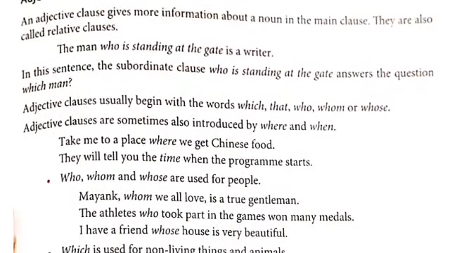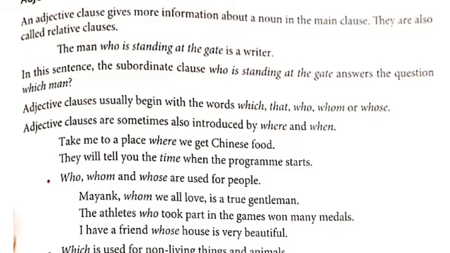Next are the adjective clauses. An adjective clause gives more information about a noun in the main clause. They are also called relative clauses. The man who is standing at the gate is a writer. Now, in this example, the subordinate clause who is standing at the gate answers the question which man.